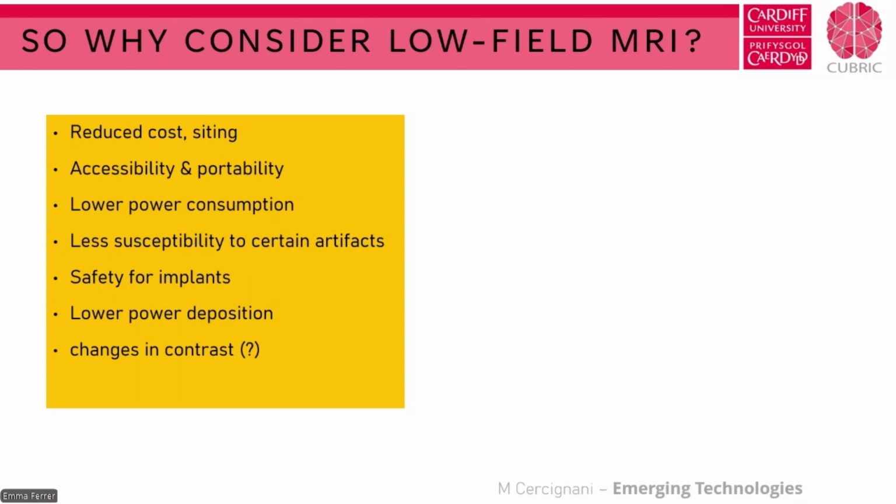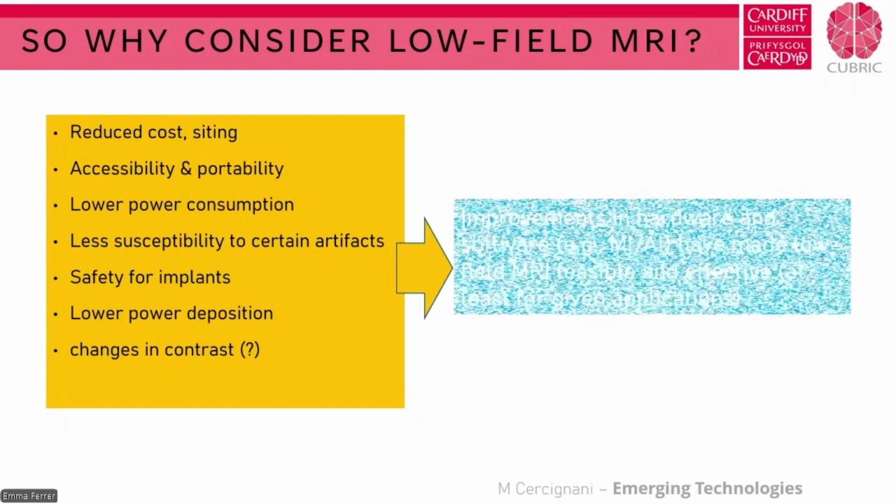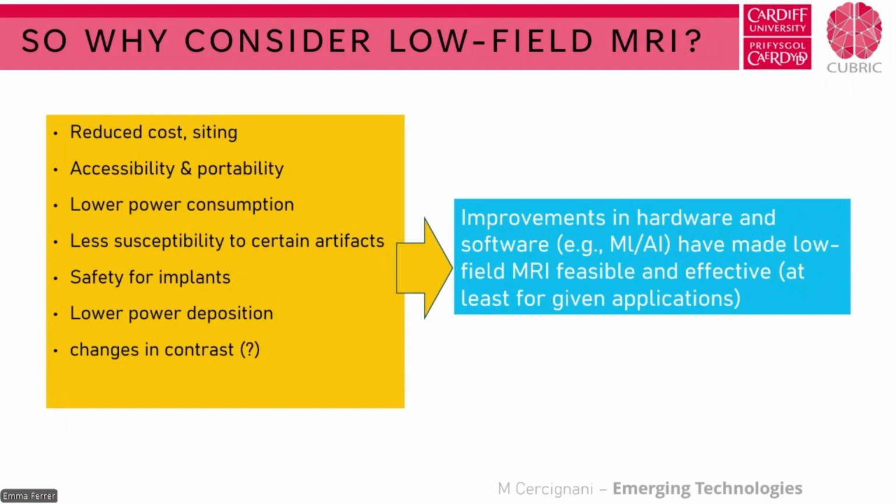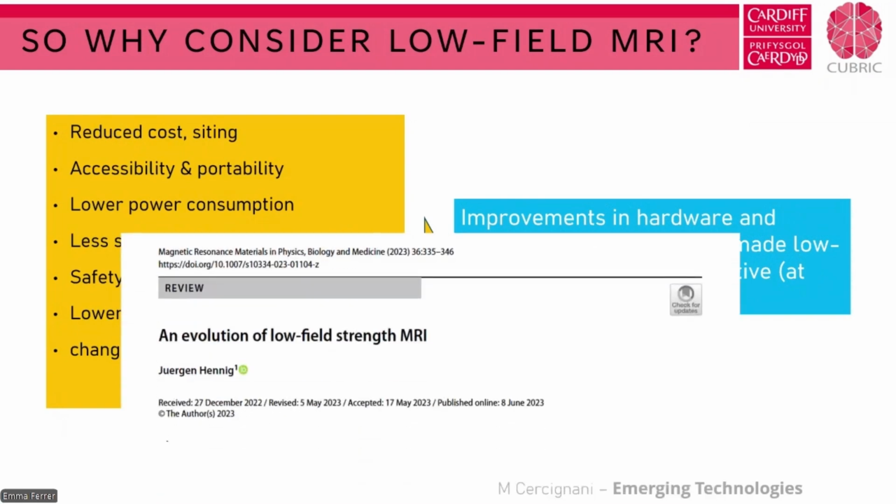All these advantages have always been there, but as we have all witnessed in the past 25 years, the trend has always been the opposite. We move to higher and higher field strength, and suddenly we are witnessing a renaissance of low field MRI, and that really has been brought about by improvements in hardware, and particularly, I would say, in software with the advent of artificial intelligence that have made low-field MRI feasible and effective, at least for some specific applications.